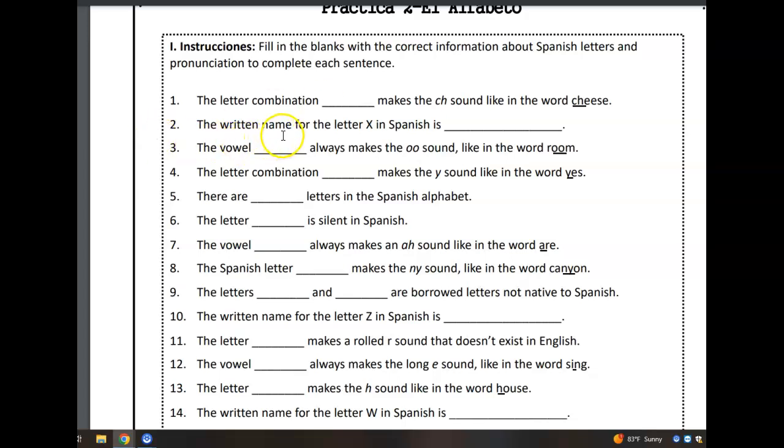Number 2, the written name for the letter X in Spanish is X. E-Q-U-I-S. X. For number 2.